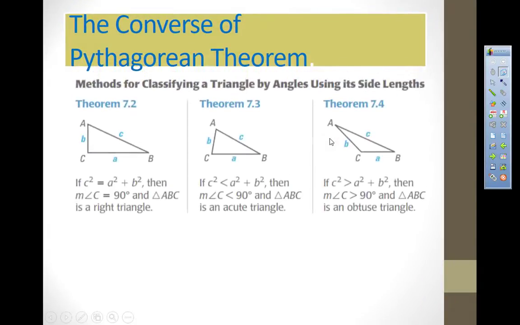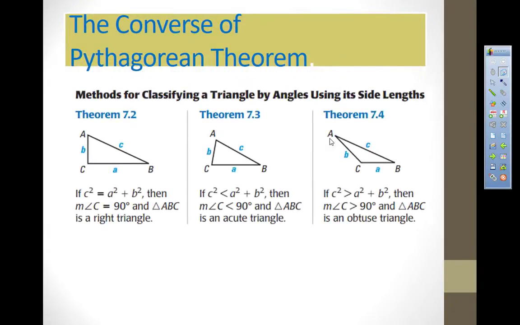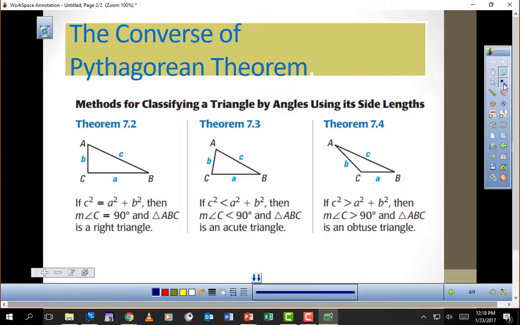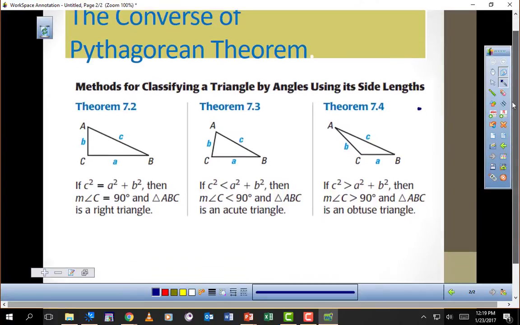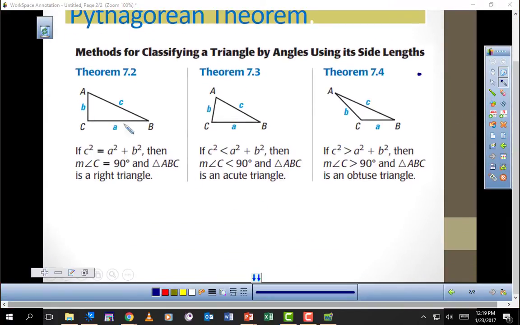Okay, the converse now. There's three scenarios that can come up when you use the Pythagorean theorem. Let's look at this. You see, when we have a triangle, you can have a right triangle, an acute triangle, or an obtuse triangle.